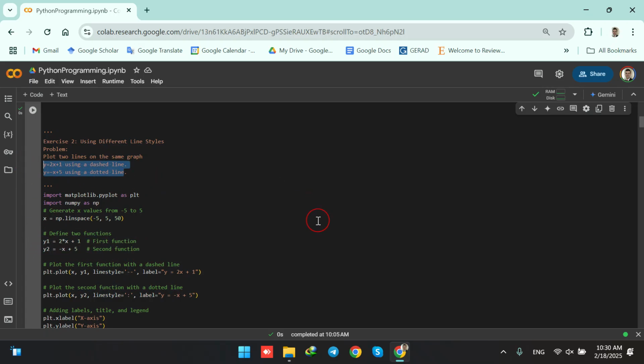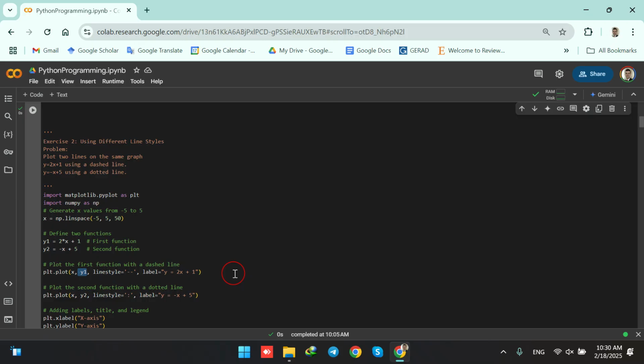Okay, now we generated the values for x and we defined our two functions. Now we need to plot these two functions with different line styles. In order to do that, we use the plt.plot function, and in parentheses we have the horizontal line and the vertical line, so x and y1 because it's for the first function.